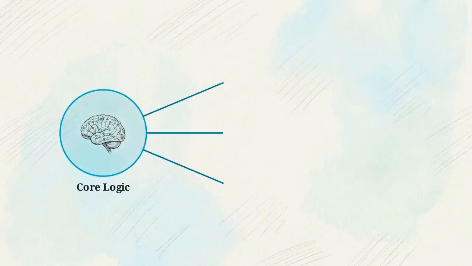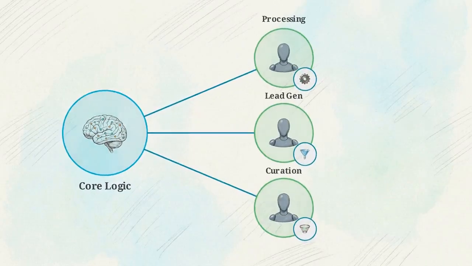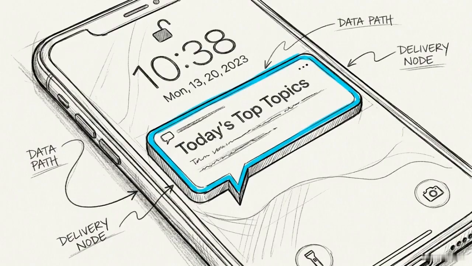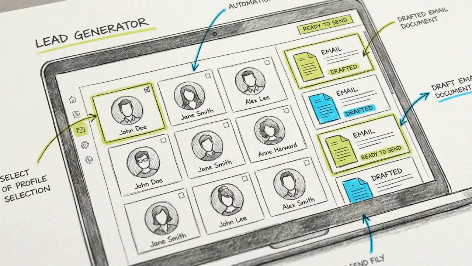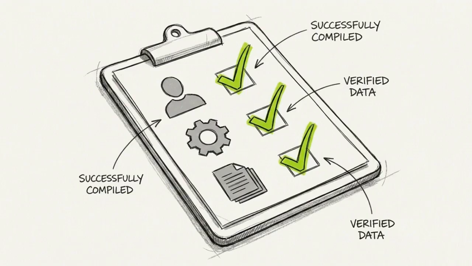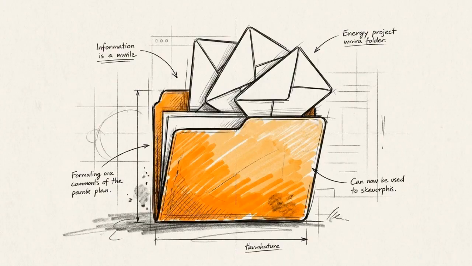You can scale this logic to other repetitive tasks. If you are a content creator, you can schedule an agent to scan Reddit for trending topics in your niche and drop a summary into your messages every morning. If you are a freelancer, you can configure an agent to act as a lead generator. It can scan professional networks, compile target lists, and draft customized cold emails.